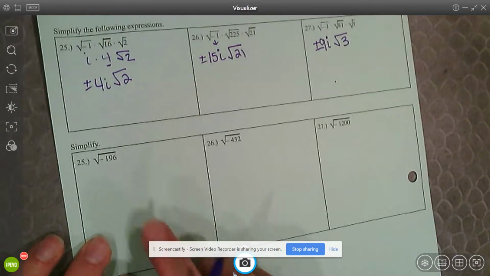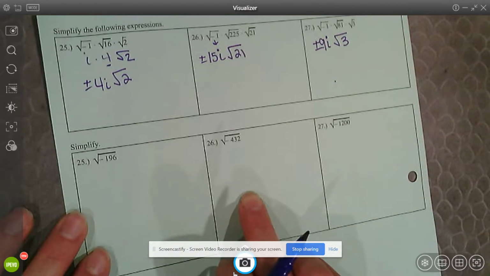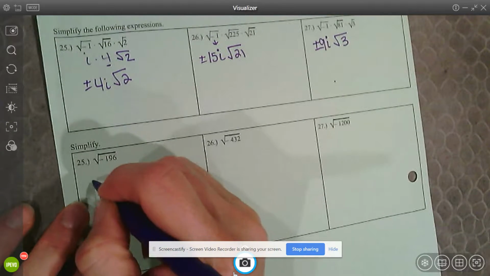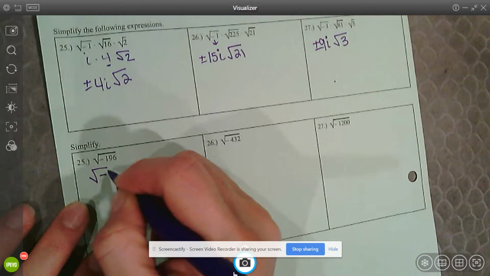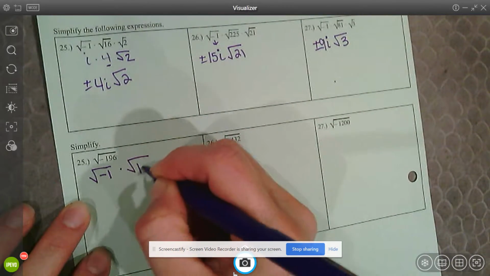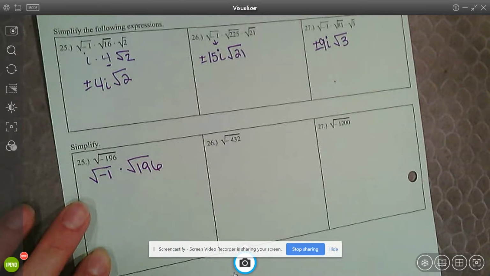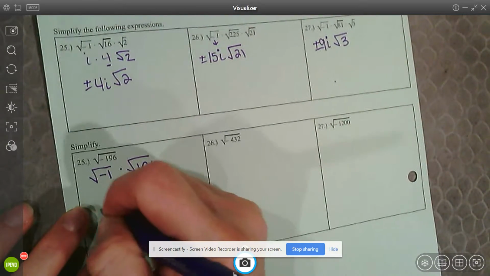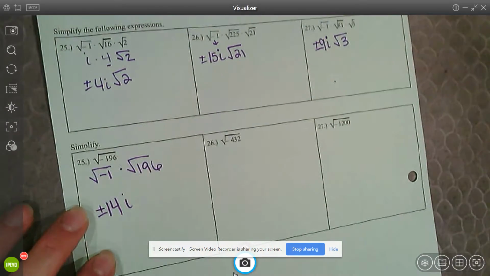All right, I'm going to do numbers 25 and 26 here. This is going to be a full problem. So the first thing we want to do is break it up the way we did on the top. I'm going to take out that -1, and I have the square root of 196. Well, 196 is actually a perfect square. It's plus and minus 14. So I'm going to have my i for the -1 and plus minus 14 in the front. That was an easy one.